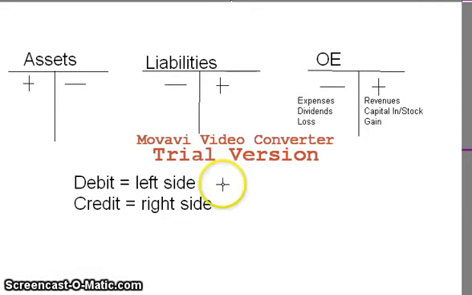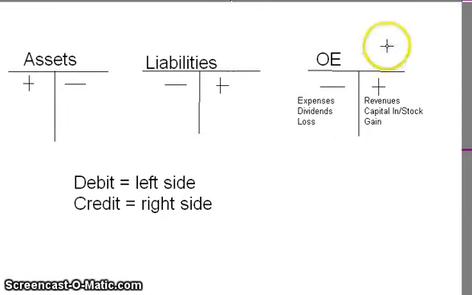Okay, let's pick up where we left off. What we started talking about here is the three types of accounts: assets, liabilities, and equity. Now, it depends on what type of account you're dealing with as to whether it is an increase to debit an account, right? Debit is always left side. Left side, left side, left side.